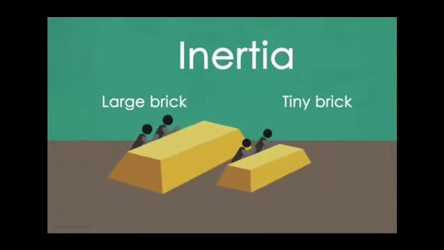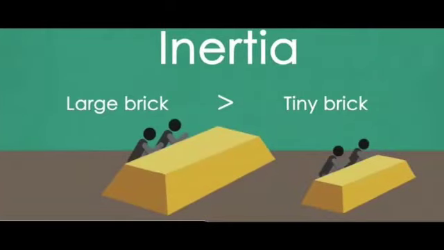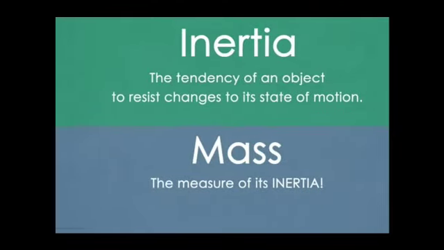So, if we apply equal force to both the bricks, the smaller brick will move faster than the larger one. The heavier brick will have more inertia. So, what is inertia? The tendency of an object to resist changes to its state of motion. And the mass of an object is the measure of its inertia.